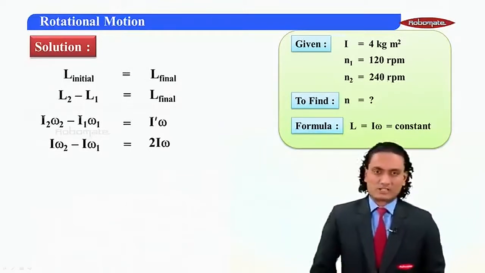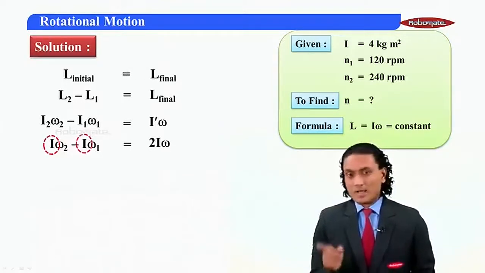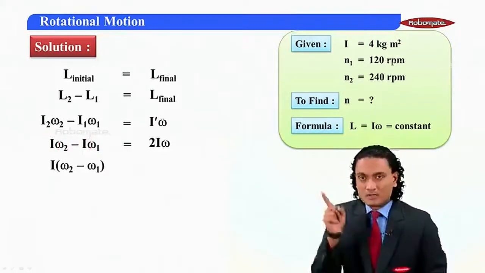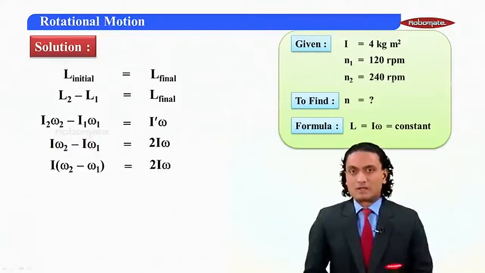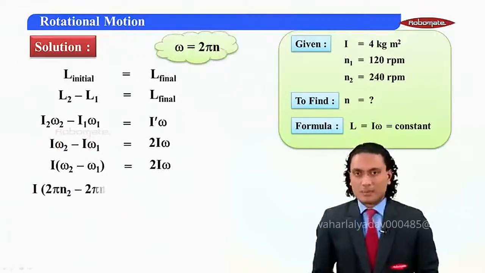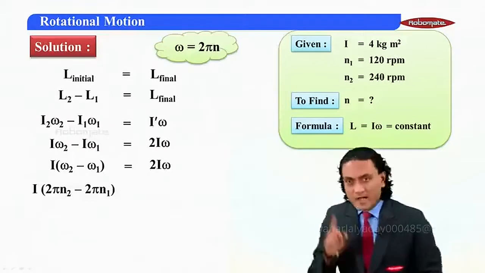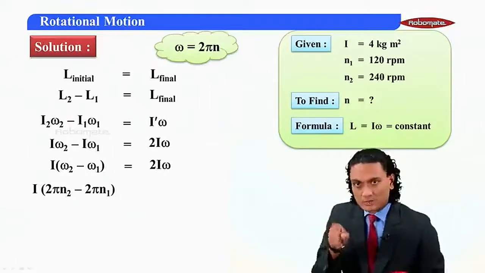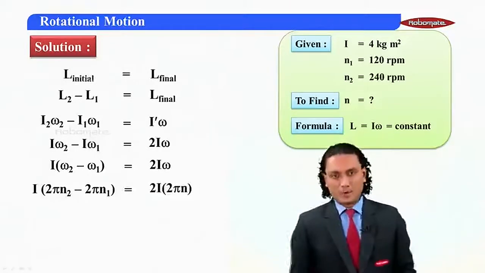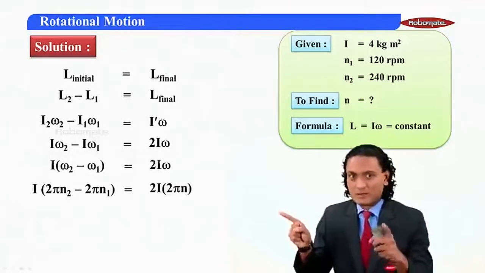Now students, next step, we know omega. What is omega? Omega is 2 pi n. Also you see that I is common, so let me pull out I common. I'll get I into omega 2 minus omega 1 is equal to 2I into omega. Now I know what omega is. Omega is 2 pi n. Let me substitute it there. I will get I into 2 pi n2 minus 2 pi n1 is equal to 2I into 2 pi n. Alright, n is the common frequency of rotation.